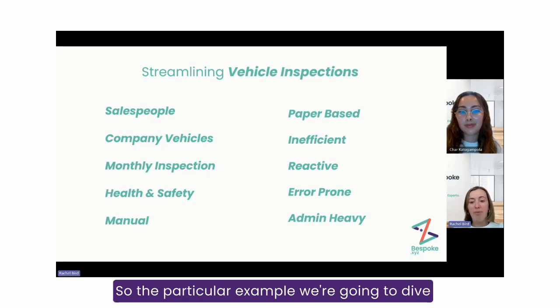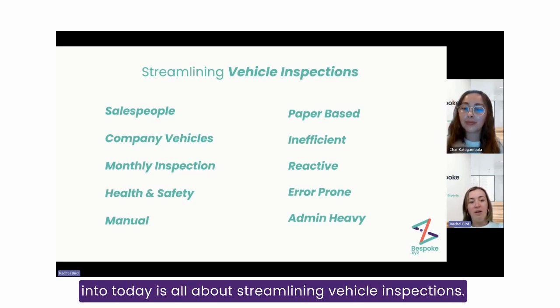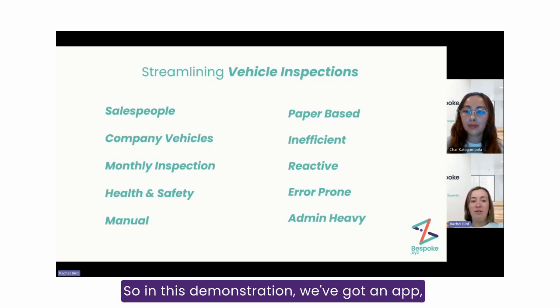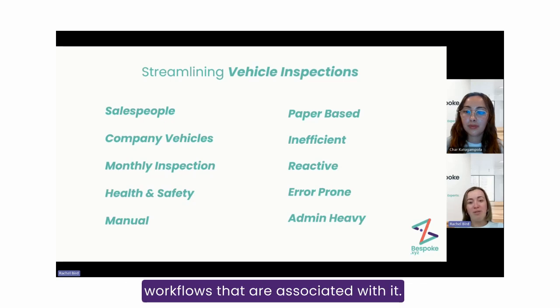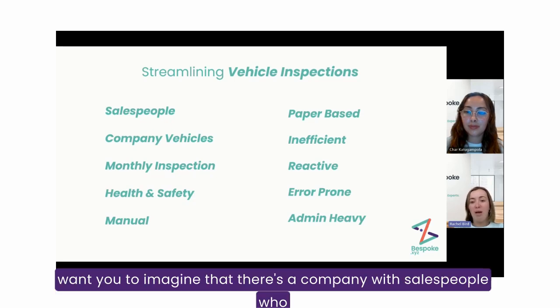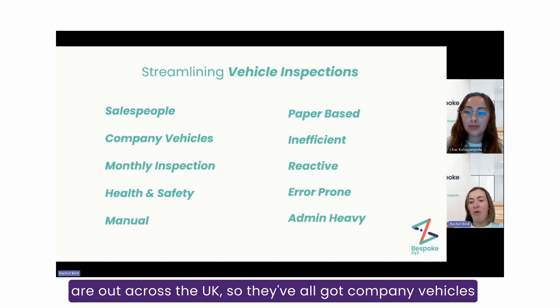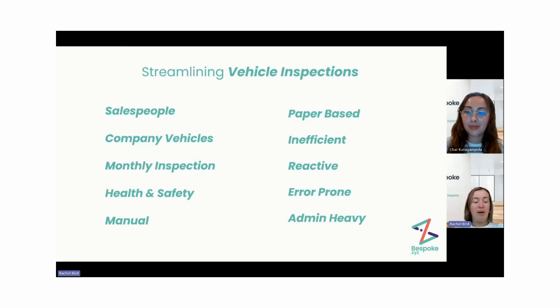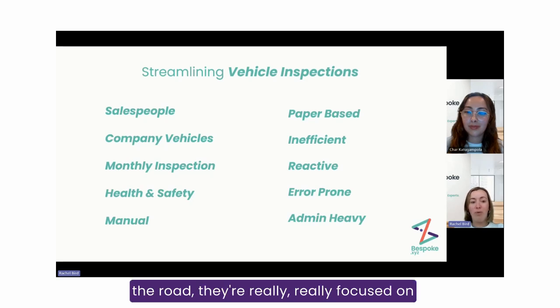So the particular example we're going to dive into today is all about streamlining vehicle inspections. So in this demonstration, we've got an app, actually 2 apps to show you, and some workflows that are associated with it. But the background behind the process is that I want you to imagine that there's a company with salespeople who are out across the UK. So they've all got company vehicles to get them to where they need to go. And of course, with drivers out on the road, they're really, really focused on making sure that those drivers are safe.